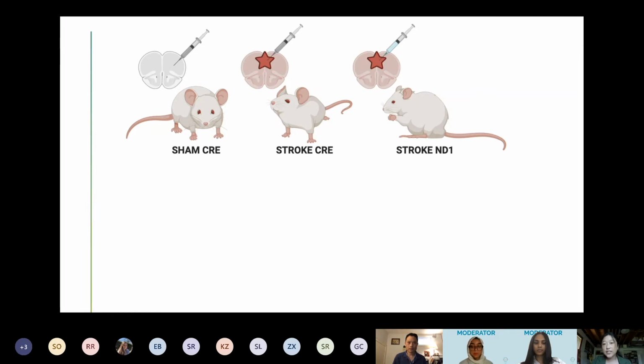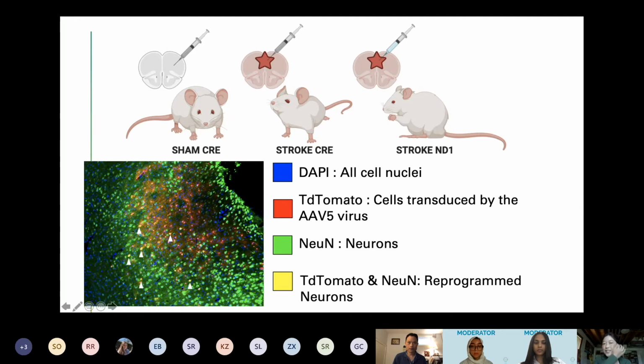In terms of how we're actually counting the reprogrammed cells, we're going to be using immunohistochemistry protocols. So here's a very pretty image of some cells in a brain. All the cell nuclei are going to be stained with DAPI, which shows up blue. All cells transduced by the virus are going to show up red, like I mentioned earlier. And then all cells that are neurons are going to show up green.